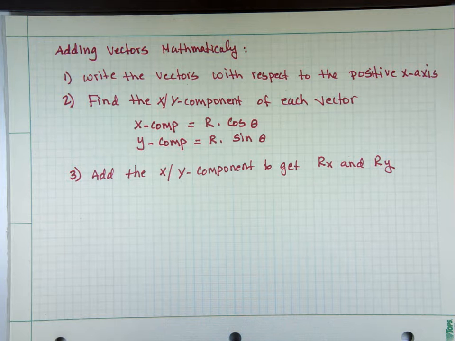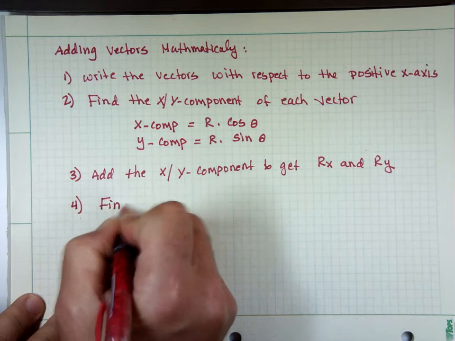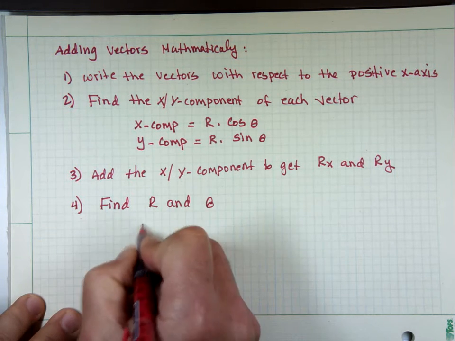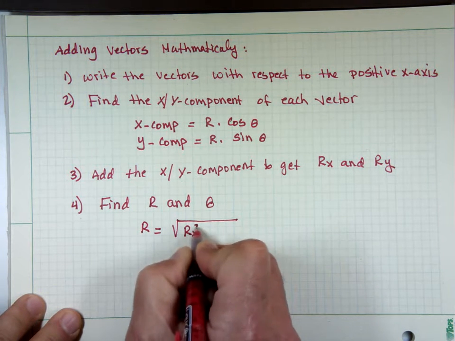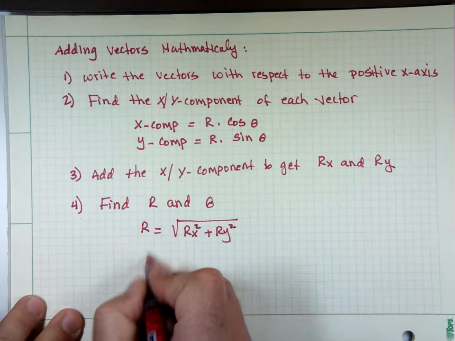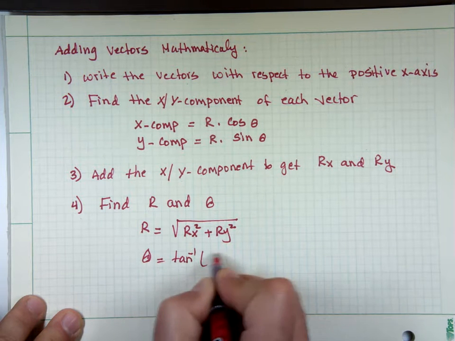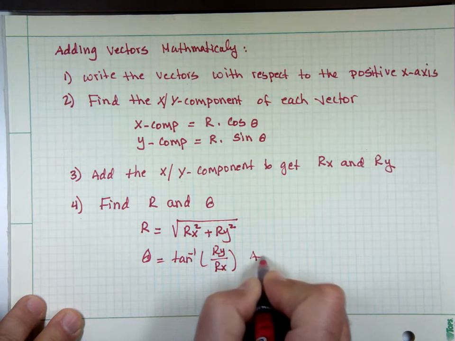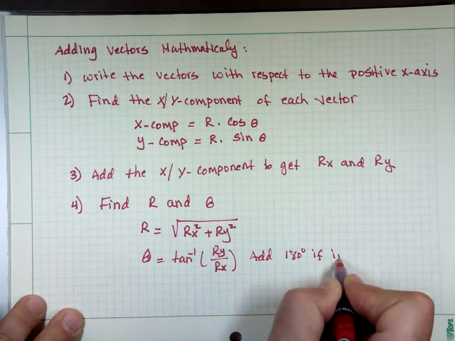Now step number 4, find r and theta. And r is going to be found by taking the square root of the x value squared plus the y value squared. And theta is going to be the inverse tangent of the y value over the x value. Add 180 if in quadrant 2 or 3.